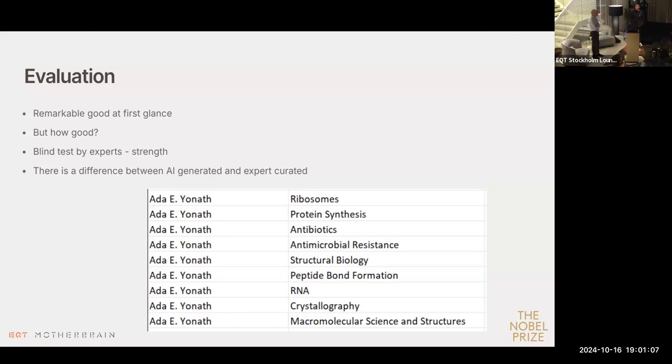So in order to test that, I did a blind test. So I mixed some keywords that were created by experts, by the prize awarding institutions themselves, with these kind of keywords, and I submitted it as a blind study. And yes, there were actually some differences between the population that was curated by the experts and what we got from AI. And then it got really interesting. What are these differences?